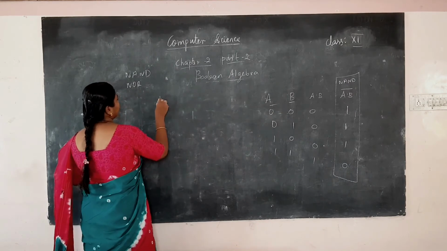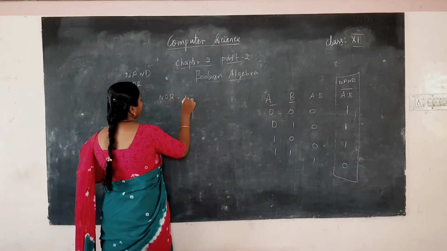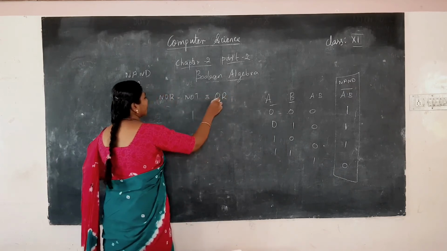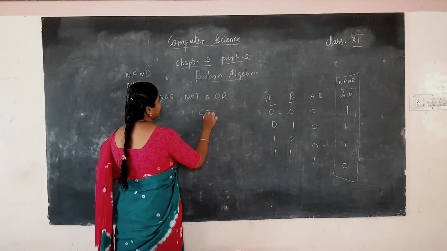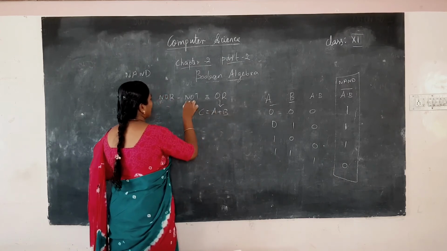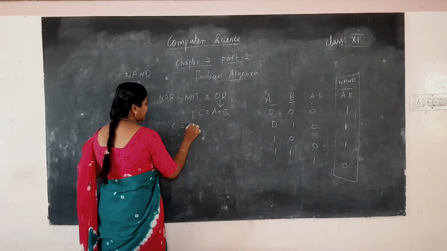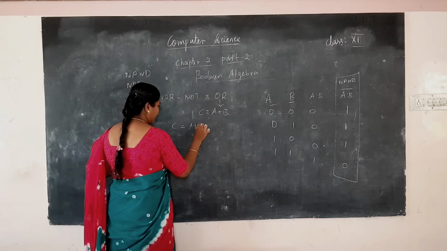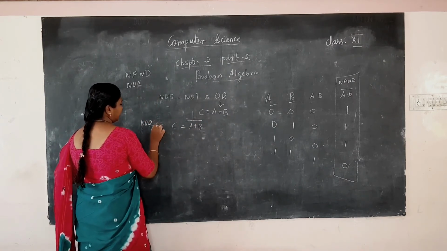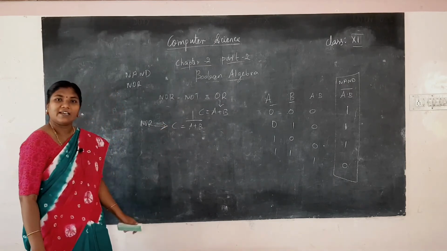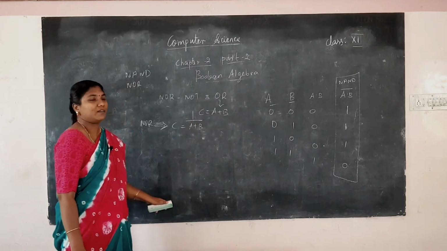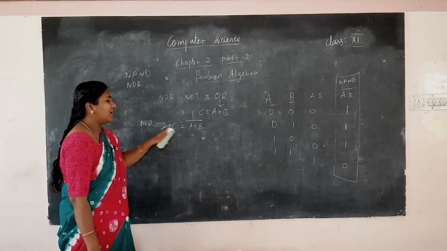So the NOR gate is the combination of NOT and OR. For the OR gate, what will be there? C is equal to A plus B. So plus is for the OR. For NOT, we will have C is equal to A plus B, the whole bar. That is for the NOR gate. So the NOR gate has the expression C is equal to A plus B the whole bar, because OR means A plus B.